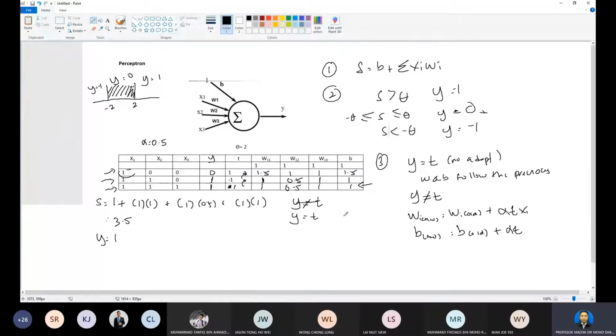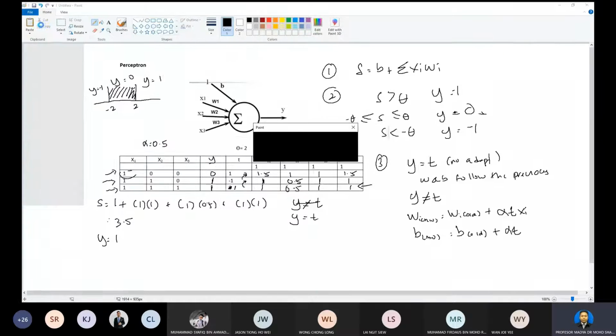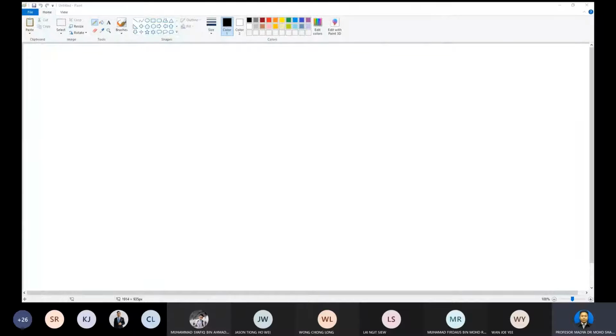Right, clear this one. All right, so next we go for the last part, the Madaline. Actually, the Madaline is a combination of the other lines. The concept for Madaline is to follow the last, the learning rate. Okay, print screen first.